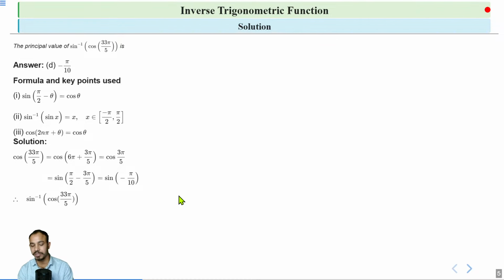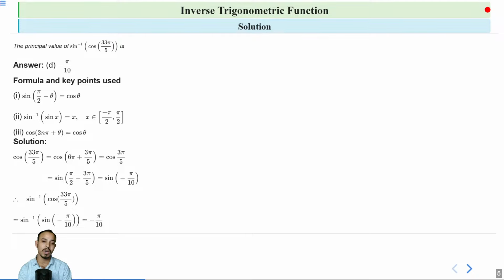And therefore sine inverse of cos of 3 pi by 5 is equal to sine inverse of sine of minus pi by 10. Here you can see minus pi by 10 belongs in the closed interval minus pi by 2 to pi by 2. So you know sine inverse of sine x equals x when x belongs in the interval minus pi by 2 to pi by 2. Here this value minus pi by 10 lies in this interval. So sine inverse of sine of minus pi by 10 is equal to minus pi by 10, and this is our final answer.